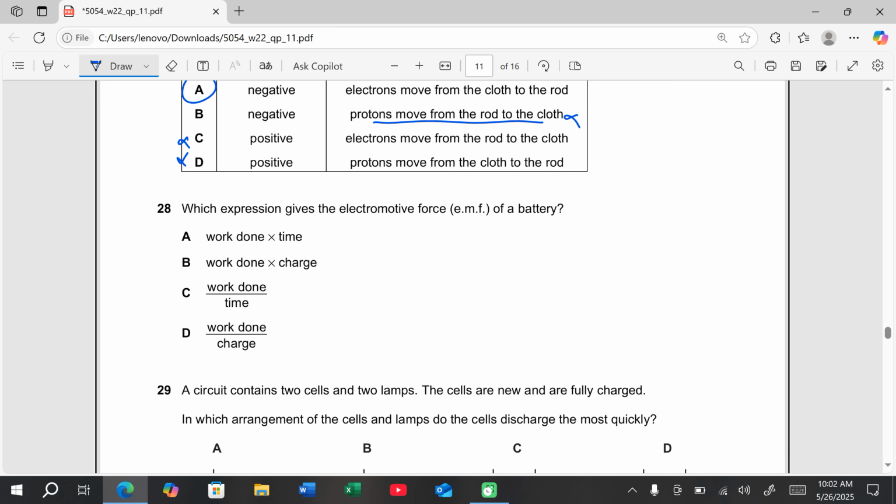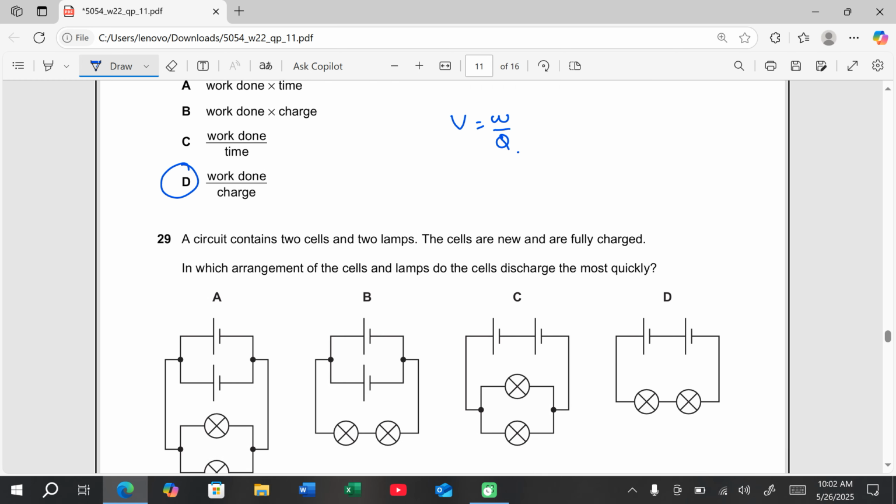Which expression gives the electromotive force EMF of the battery? Work done over charge. This is the formula of the EMF. Work done per unit charge.